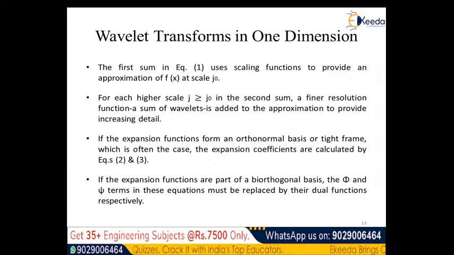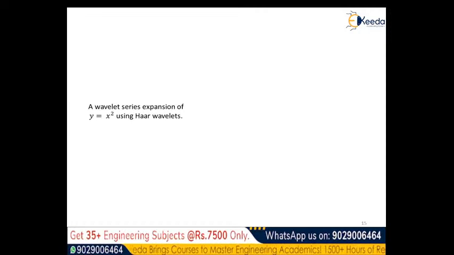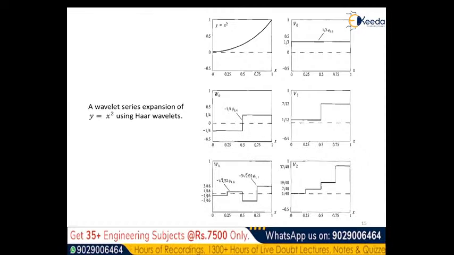Now we are going to visualize one illustration. In this illustration we have a wavelet series expansion made for the one-dimensional function y is equal to x square using the Haar wavelets. Here we see the illustration. We have a total of 6 parts.